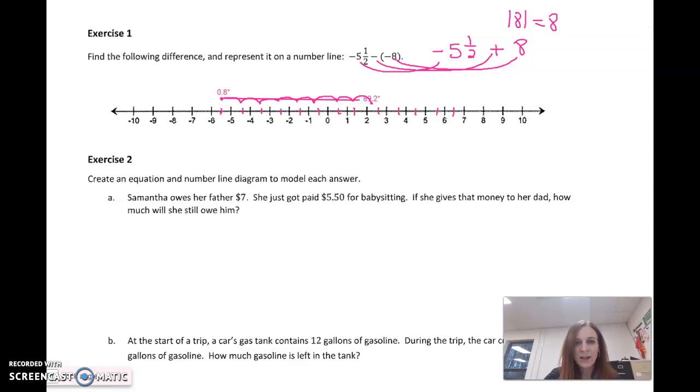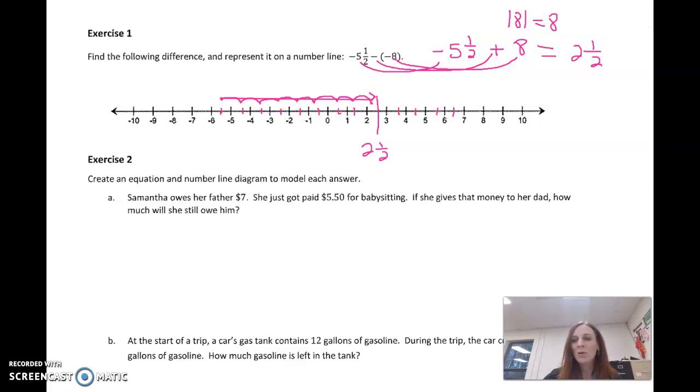So that right there looks like it puts us at, oh, bad. But anyway, make that really thick so it looks right. That puts us at a positive 2.5. Okay. There we go, positive 2.5. So we know that negative 5.5 plus 8 equals a positive 2.5.